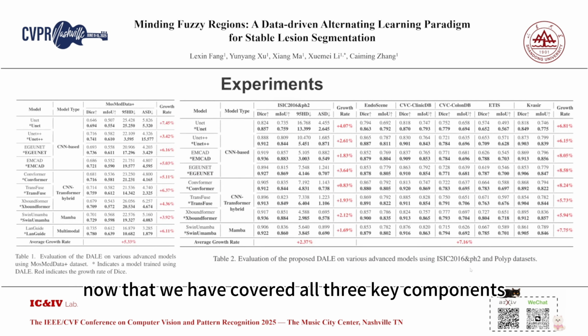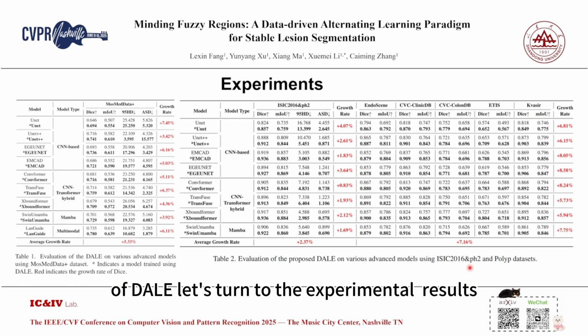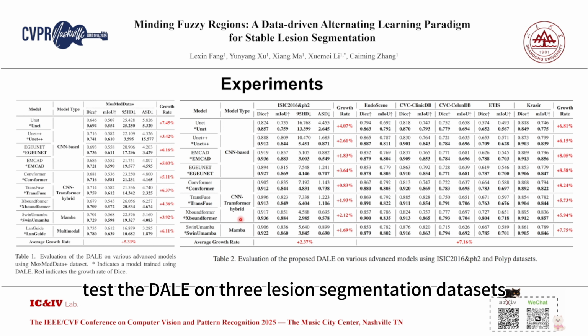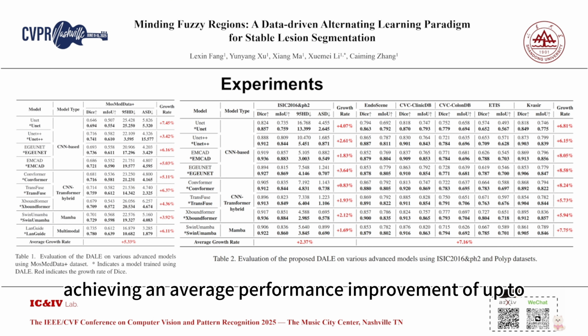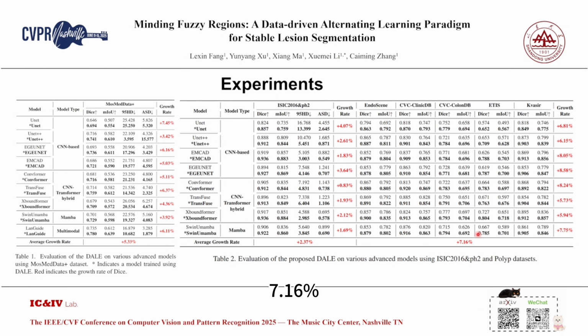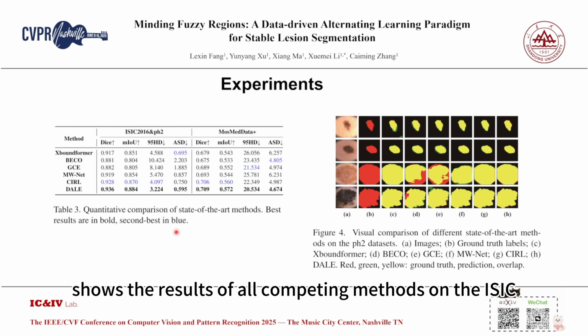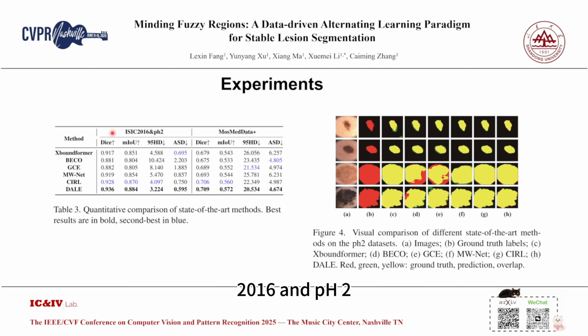Now that we have covered all three key components of DALE, let's turn to the experimental results. We test DALE on 3 lesion segmentation datasets, achieving an average performance improvement of up to 7.16%. Table 3 and Figure 4 show the results of all competing methods on the ISIC 2016, PH2, and other datasets. All evaluation metrics show that our method performs best.